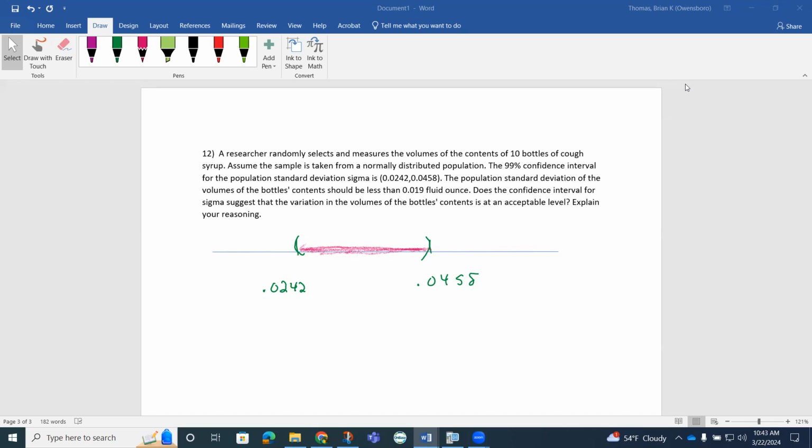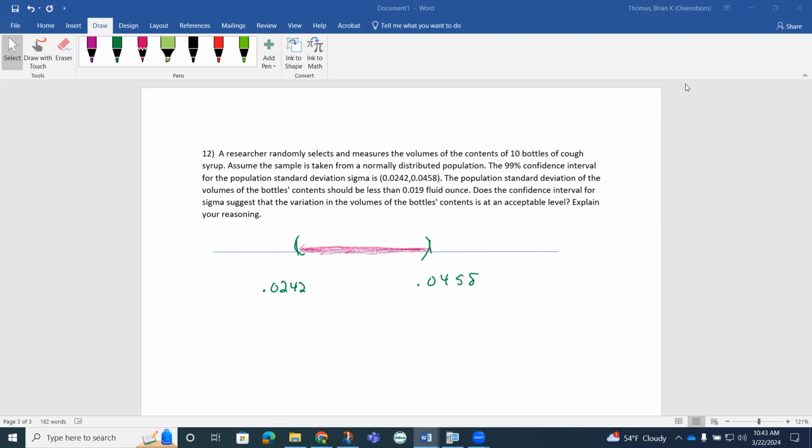So we have this confidence interval, 0.0242 to 0.0458. The population standard deviation of the volumes of bottles should be less than 0.019 fluid ounces. So what they're saying is the actual standard deviation should be less than 0.019.